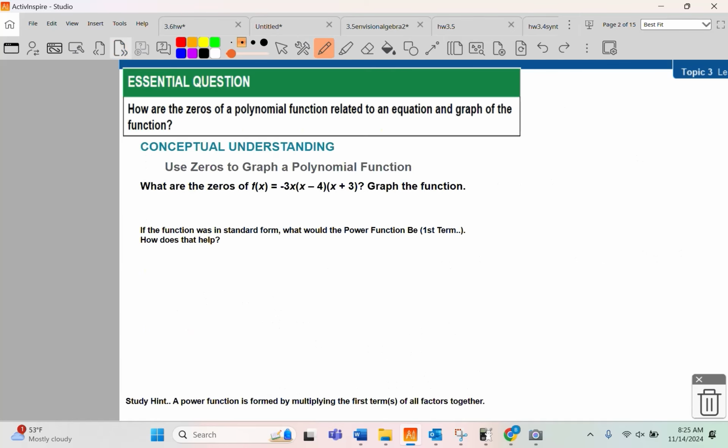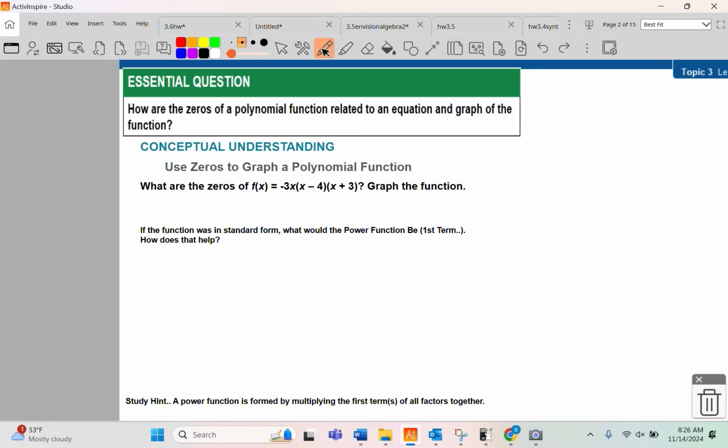All right, so we're going to use zeros to graph a polynomial function. First off, what are the zeros of negative 3x times x minus 4 times x plus 3? We know this. What are they? Can't hear you. That's two of them.